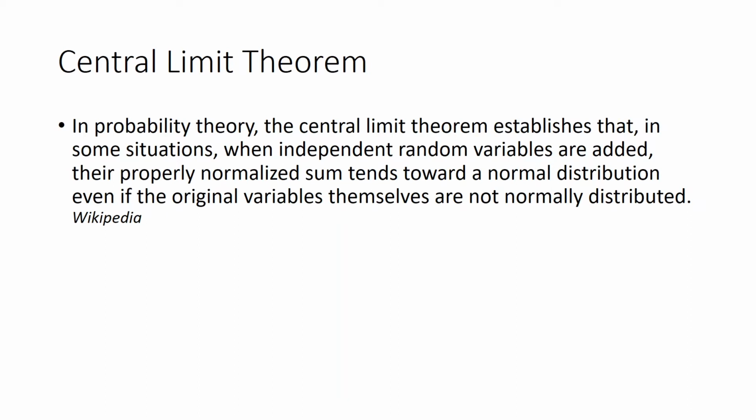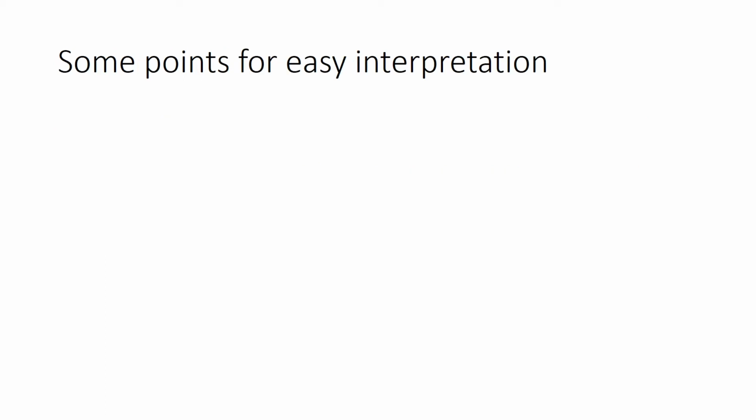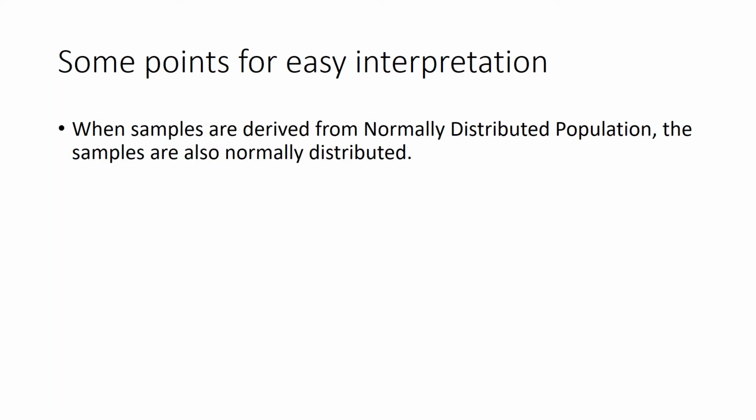Anyone can read it and figure it out, but don't worry, I am going to cover it right now. So, some points for easy interpretation. What is basically central limit theorem? What we have covered so far is basically a small portion of sampling. So what is sampling? Sampling is basically taking a sample from the population data. Population data is the entire data that you have, and you derive a small sample from it. Now, when the samples are derived from a normally distributed population, the samples are also normally distributed.